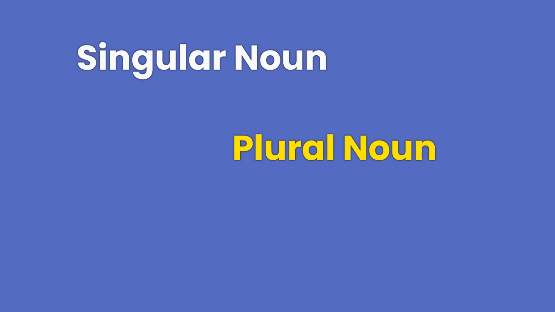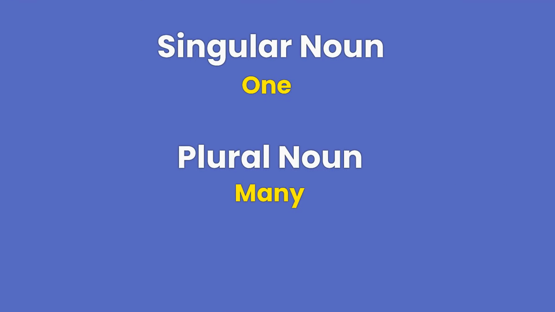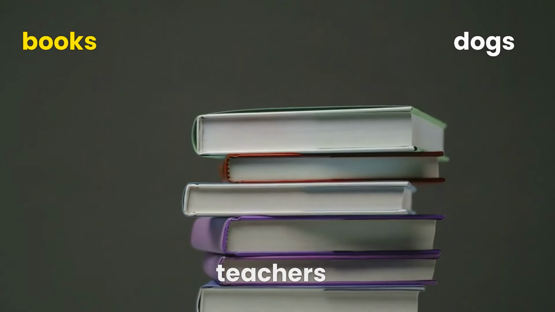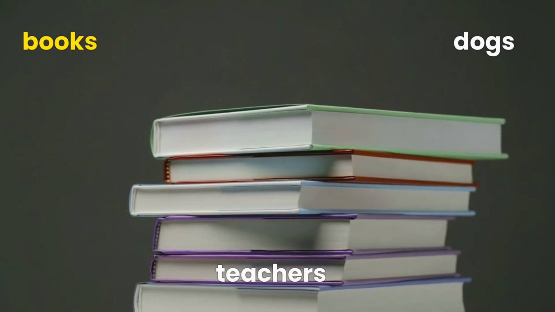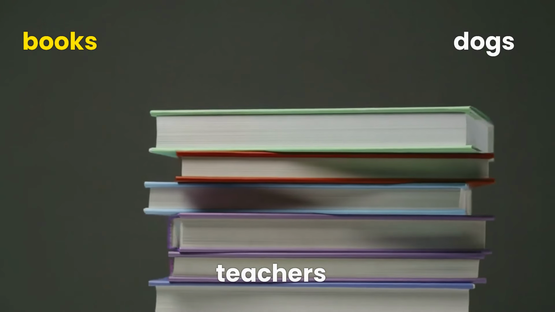Singular and plural nouns are the next type of nouns. A singular noun refers to one person, place, or thing, whereas plural nouns refer to more than one. To form the plural of most nouns, simply add an s at the end of the word. For example, book becomes books, dog becomes dogs, and teacher becomes teachers.